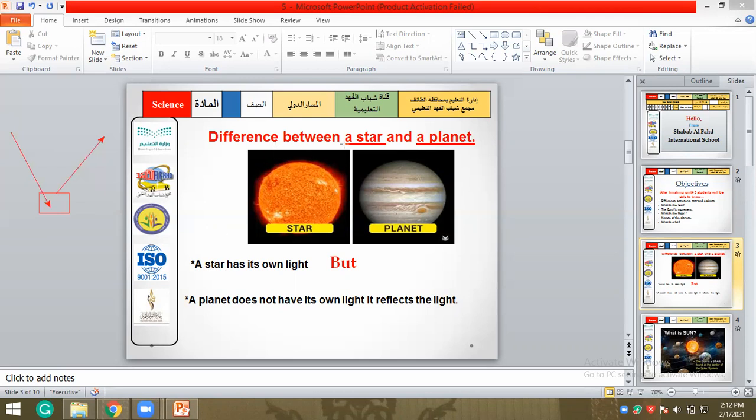So the difference between a star and a planet is that a star has its own light, as you can see in the sun, and a planet does not have its own light. This is the main and basic difference between a star and a planet. Okay.